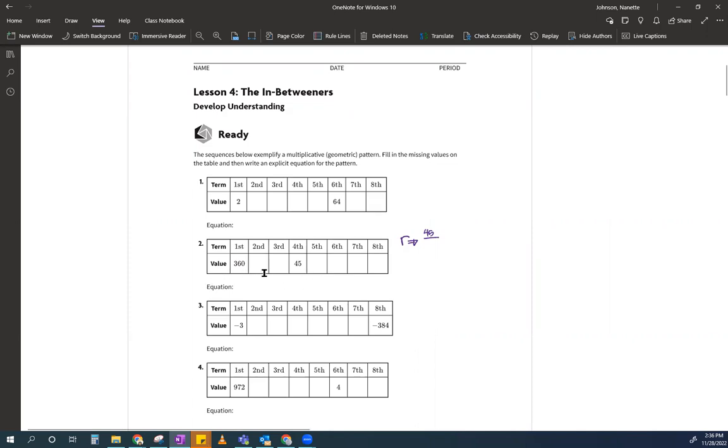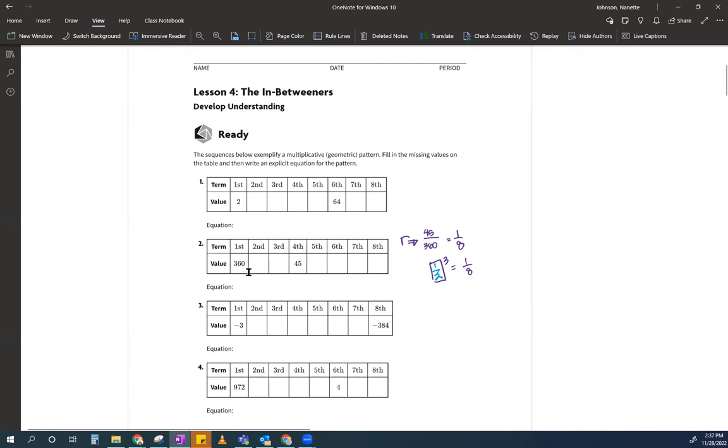Okay, but 1/8 is to get from here to here. And if you notice, there's 1, 2, 3 jumps. So that 1/8 represents 3 jumps. So I'm thinking, what to the third gives me 1/8? Well, that's just 1/2. And how do you know that? Because I know that 1/2 times 1/2 times 1/2 gives me my 1/8. I also knew that because 2 cubed gives me 8.